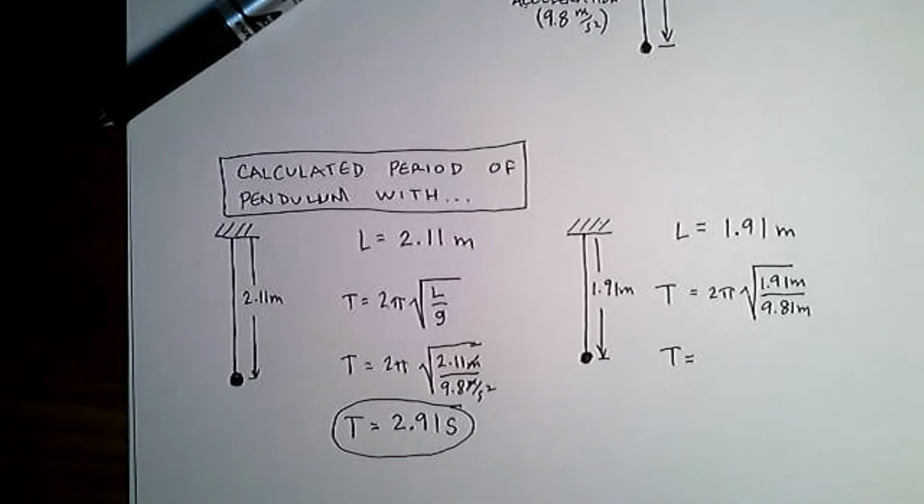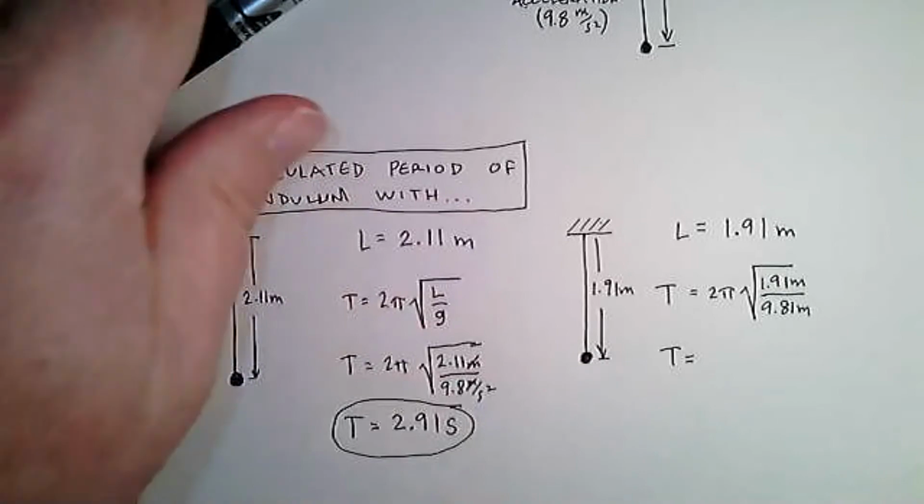When I solve this, I'll go back over to the calculator. Let's clear that. So I'm going 1.91 divided by 9.81 equals, gives me 0.1947. Then I'm going to say square root of that answer equals, gives me 0.4412. And then I'm going to multiply by 2 again and multiply by pi.